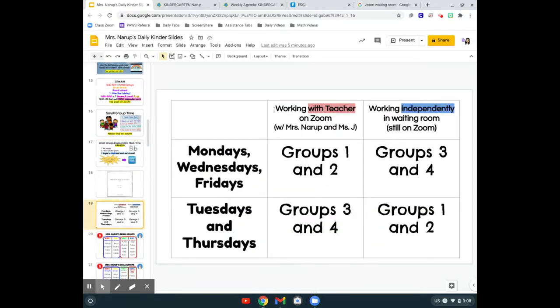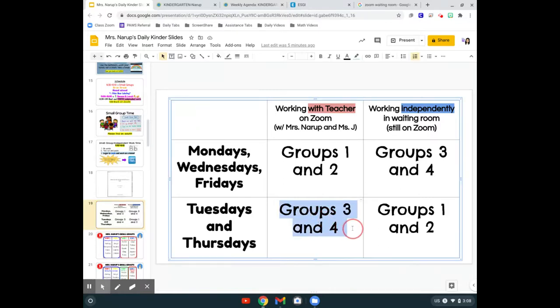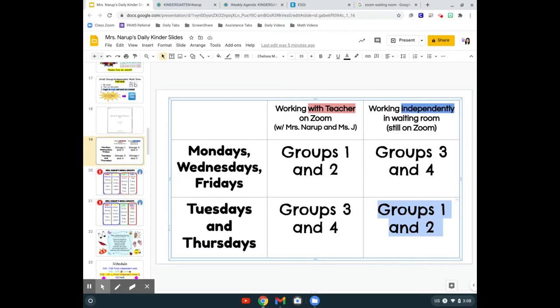So let's say it's Tuesday, Thursday. I would be working with groups 3 and 4 on Zoom. They're going to be tested one by one by either me or Miss J, while groups 1 and 2 are just focusing on their worksheets again. Okay, so it's been tough here. If you're not aware of what to work on, or you're closing Zoom on accident, then it's not bringing you back at the end of small group time.